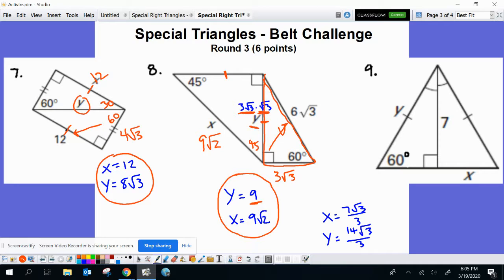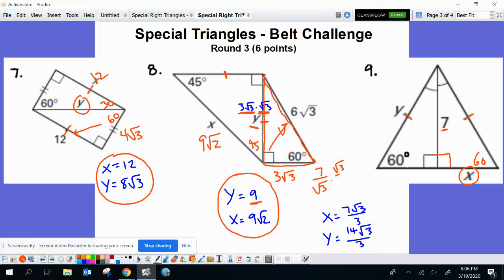Finally, number 9. The first thing I see is I've got a right angle here, and I can see that I have an isosceles triangle. So both of these triangles represent 30, 60, 90 triangles. What I'm looking at is a long leg of 7. So to get this short leg x, I'm going to take 7 and divide it by square root of 3.